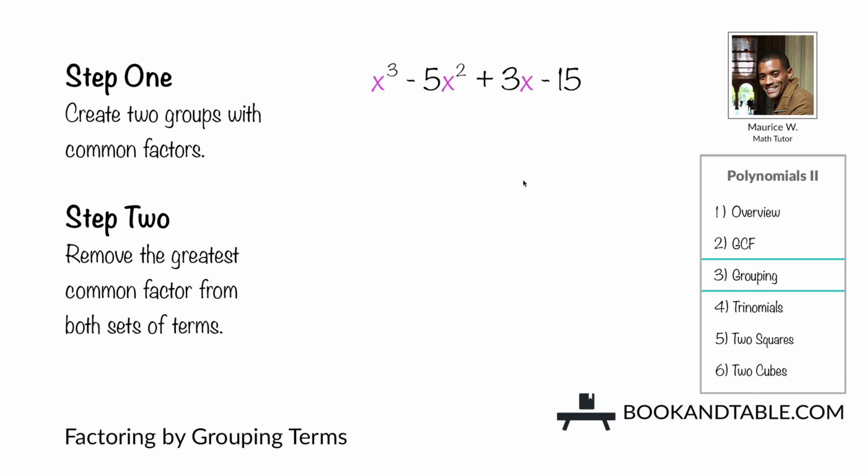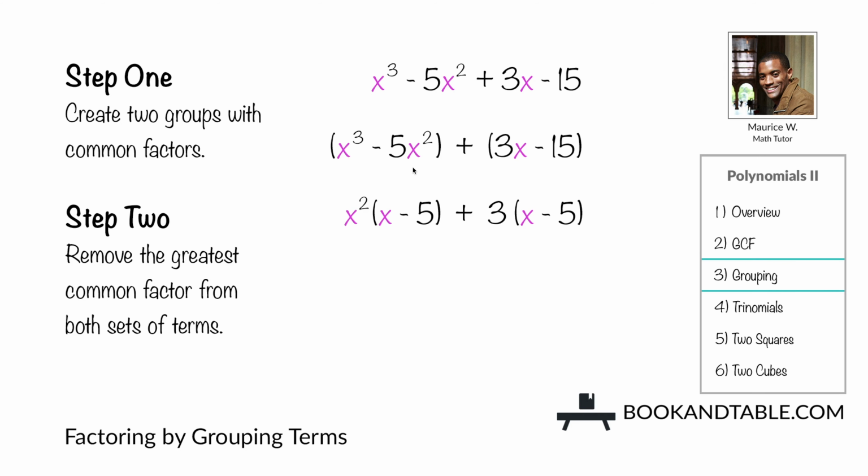The first thing you want to do is create two groups with common factors. So we have one group here, x cubed minus 5x squared, that each have a common factor of x squared. And we have a second group here, 3x minus 15, that have a common factor of 3. And now that we've created two sets of terms, we want to remove the greatest common factor from both sets of terms. So from this set, we have a common term of x squared that can be removed.